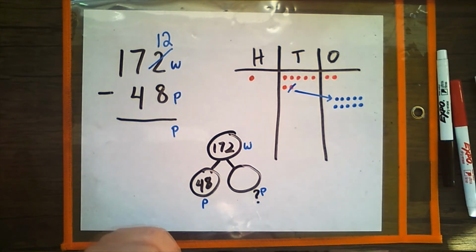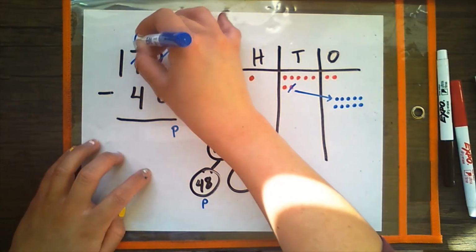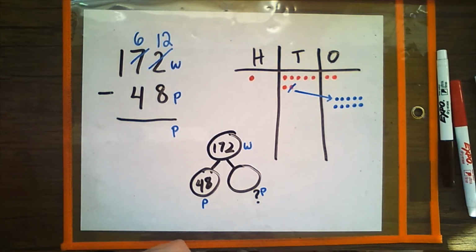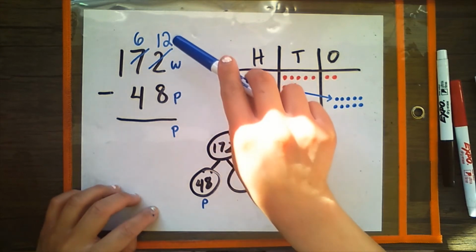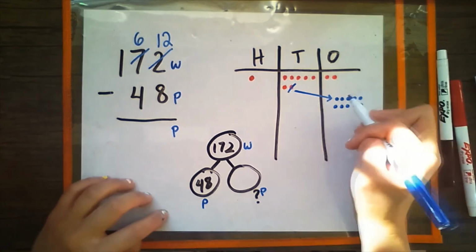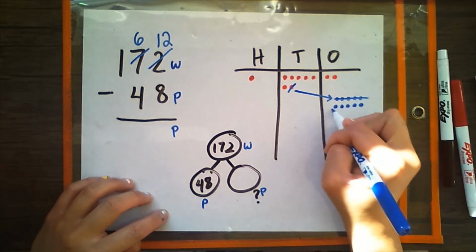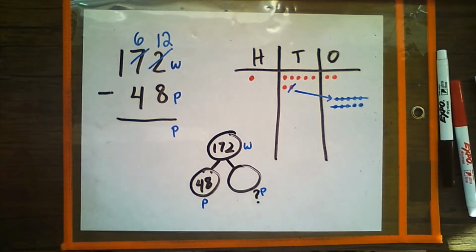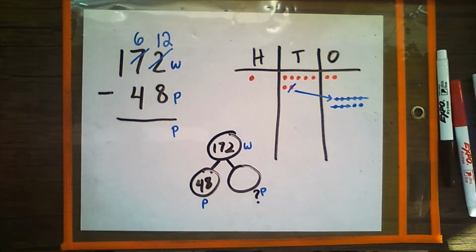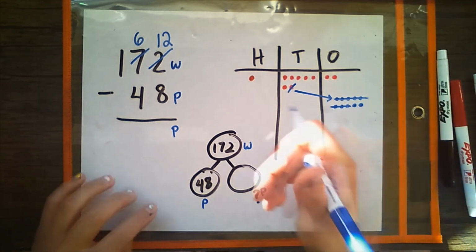Wonderful job. Now let's take a look at our tens. How many tens do we have now? We only have 6. So we have to make sure that our chip model reflects our vertical model. Can we take 8 ones from 12 ones? Yes, we can. And we can do that easily because we set that up with our 5 groups. That leaves us with 4 ones.